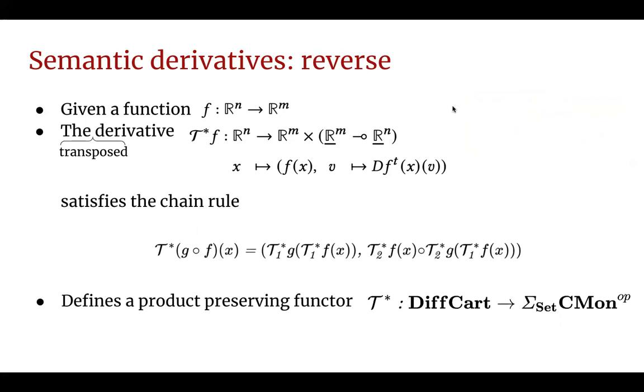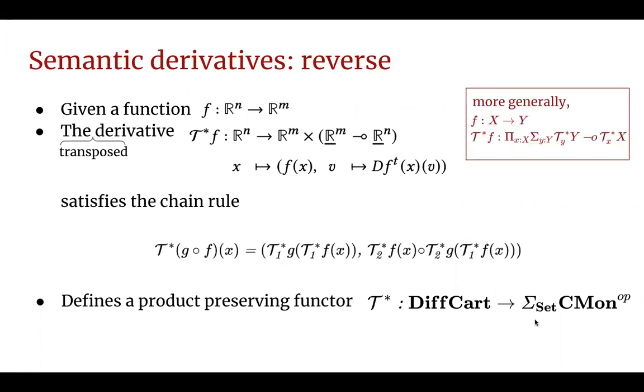And we can do something very similar for reverse AD. We see that the only thing that's changed is our derivative has become a transpose derivative. Our order of composition has changed in the derivatives in the chain rule. And because of that, we just need to add an opposite category to commutative monoids. But again, it becomes a product preserving functor.